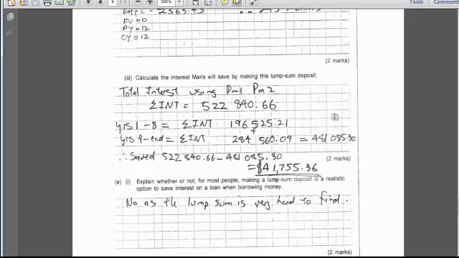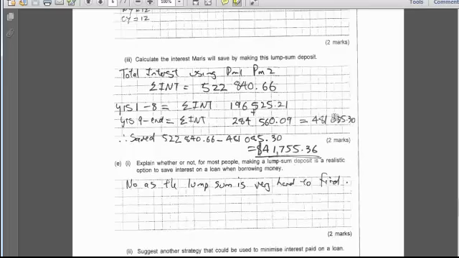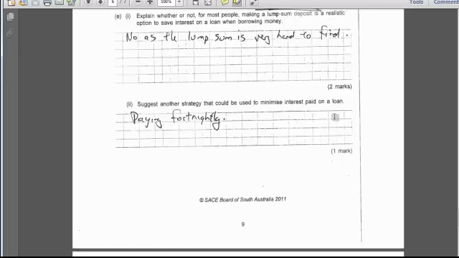Part E says, is it reasonable for this to happen? Well, not really. You've got to find that money as a lump sum, and not many people will find that money as a lump sum. So it's probably not realistic as a valid saving tool. What's another way of doing it? There's heaps of things. You could increase your monthly repayments. You could pay fortnightly. You could look for a cheaper loan, all those kinds of things. But paying fortnightly or increasing your regular payments would pay that off.